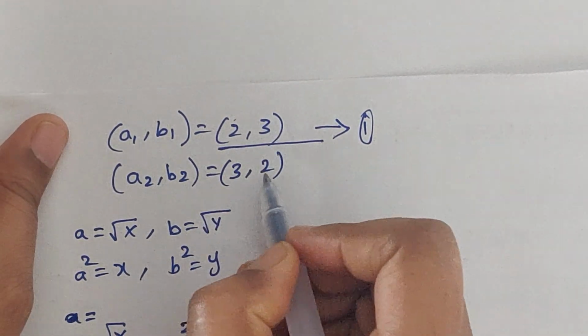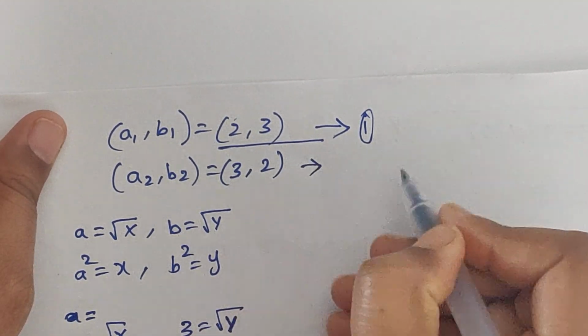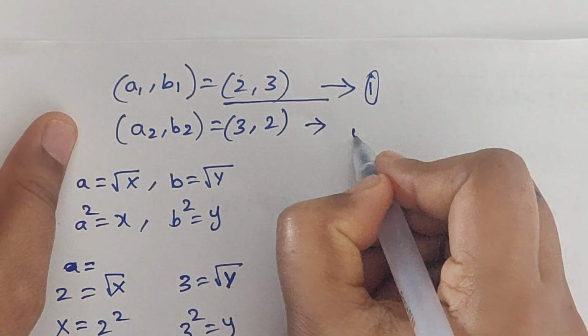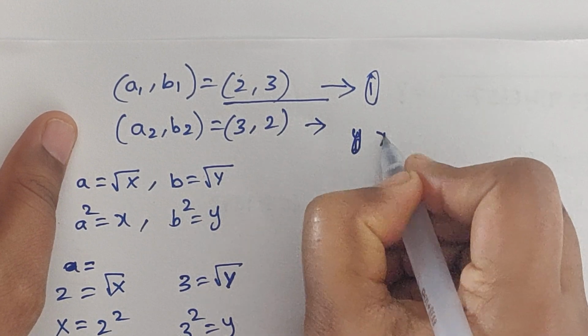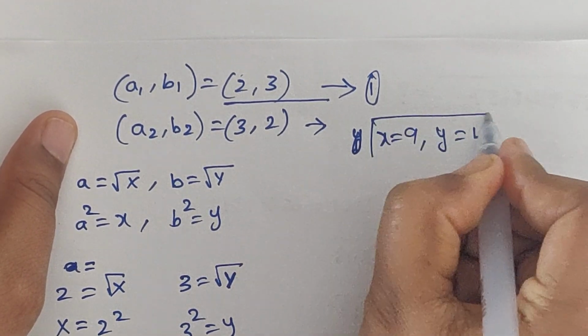So if we do with the other values, we will get x equal to 9 and y equal to 4. Okay.